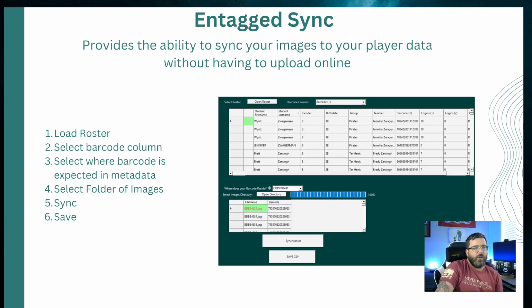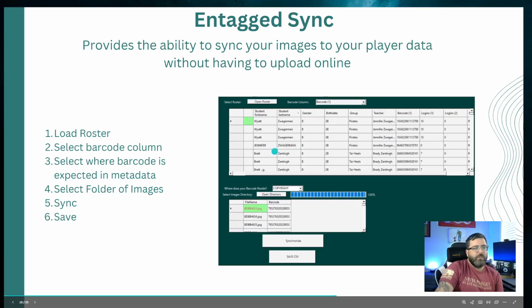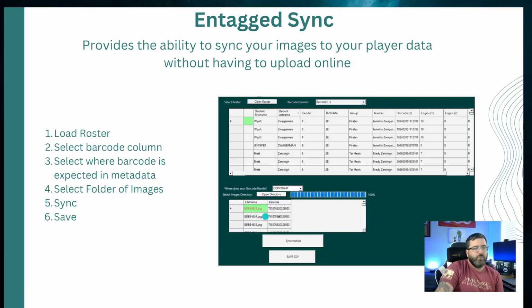If there are other options than comment or copyright, I will add them as time goes. Just message me and work with me, and I'll get that incorporated. But right now, it works for comment and copyright. Then you open up your folder of images. It's going to read the barcode off of every image. Then after that, you synchronize it, and it's going to synchronize your data to your images.